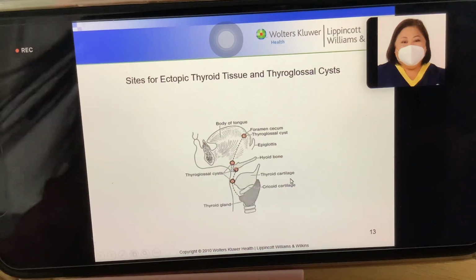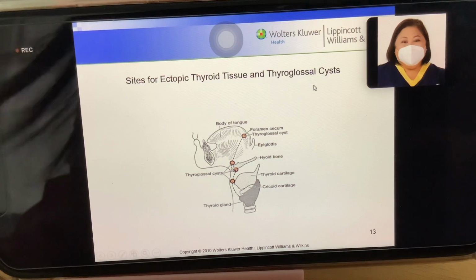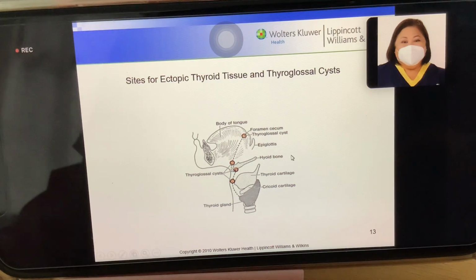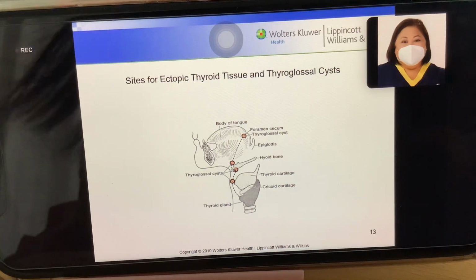So this slide shows us the sites for ectopic thyroid tissue and thyroglossal cysts. Okay? So normally, the thyroglossal duct and foramen cecum degenerate. They should disappear. However, sometimes cysts form from these regions that fail to close. They remain open. Ectopic thyroid tissue can also remain anywhere along the migratory path of the gland. So cysts and ectopic thyroid tissue are always located in the midline.